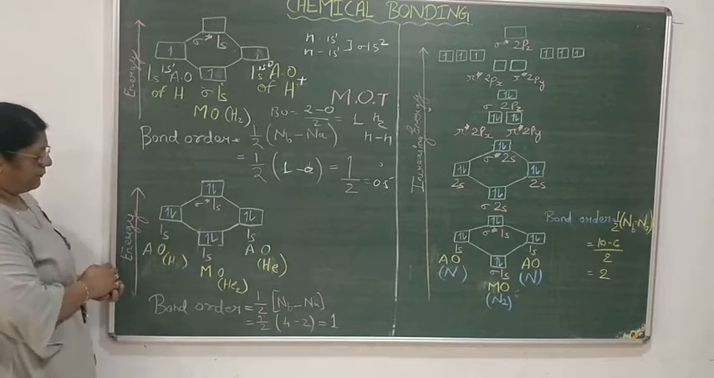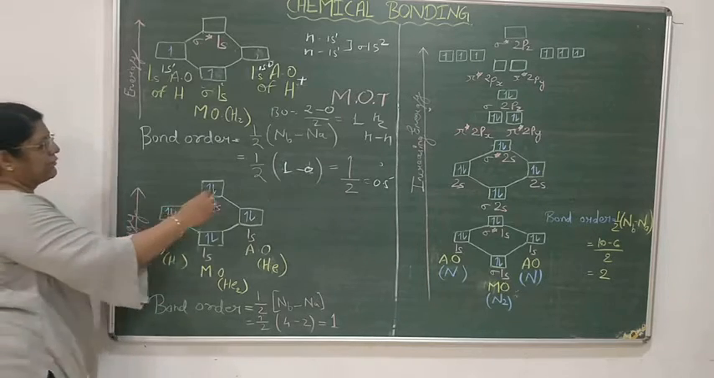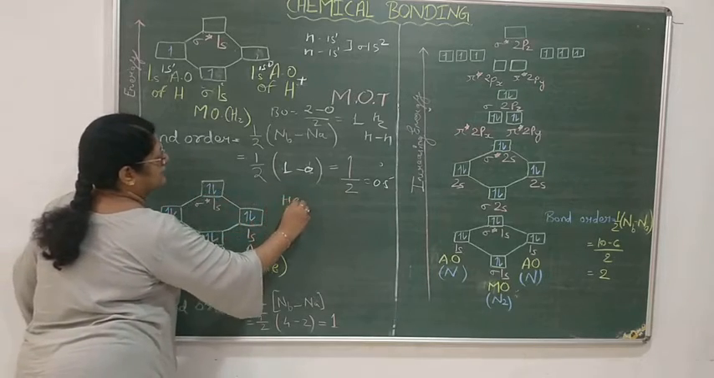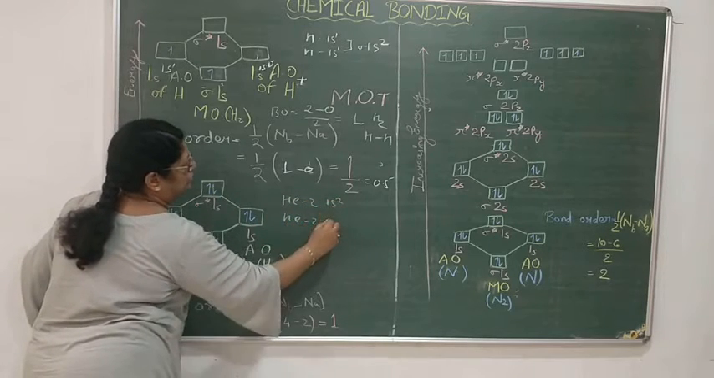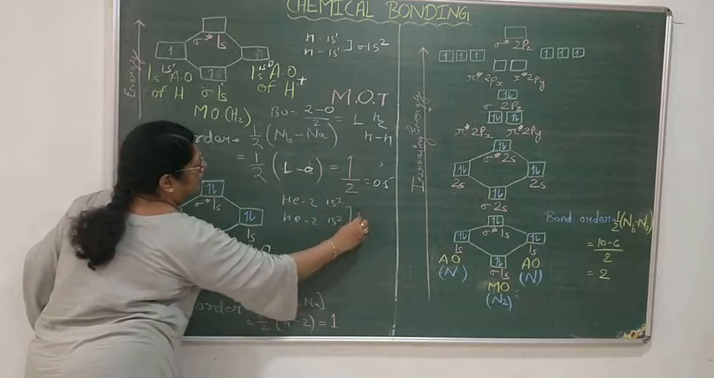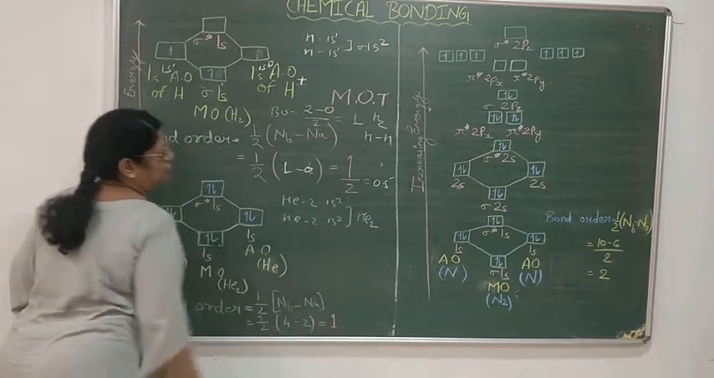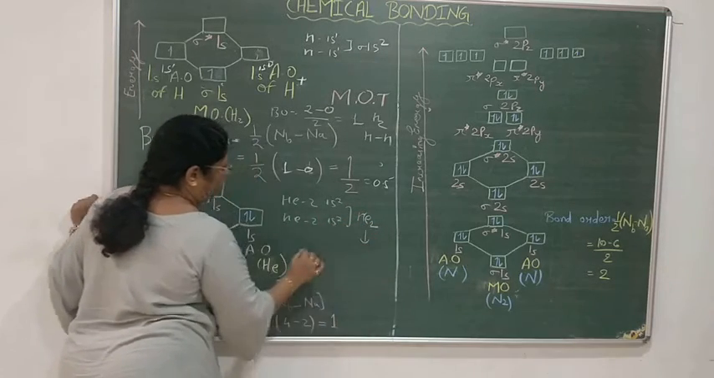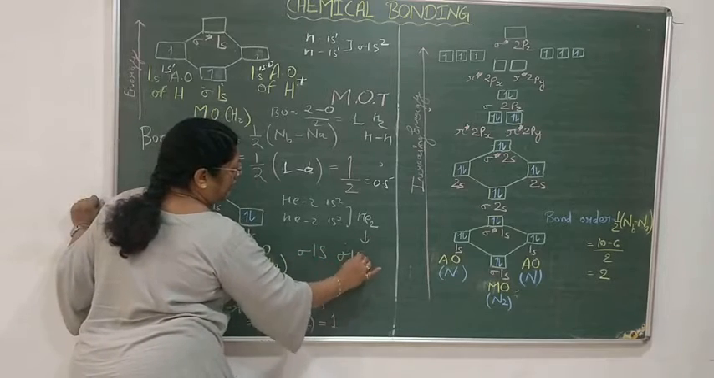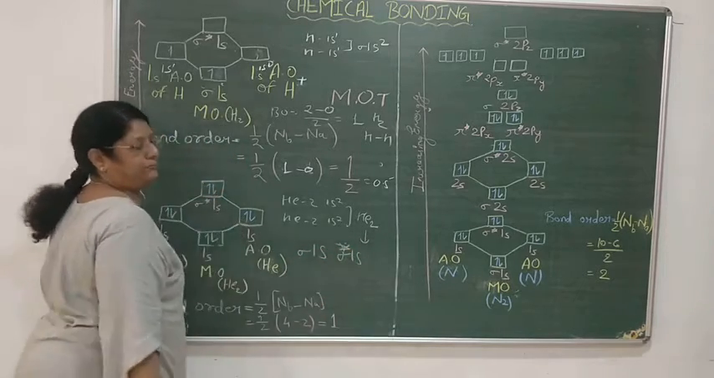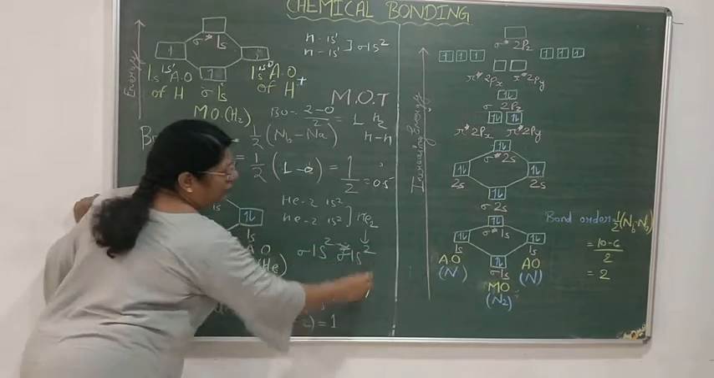Now we are talking about helium. As we know, helium has 2 electrons, 1s2, 1s2. If we combine them, it is He2. So the electronic configuration of He2 has sigma 1s bonding and sigma 1s antibonding. 2 electrons will be here, 2 will be here.